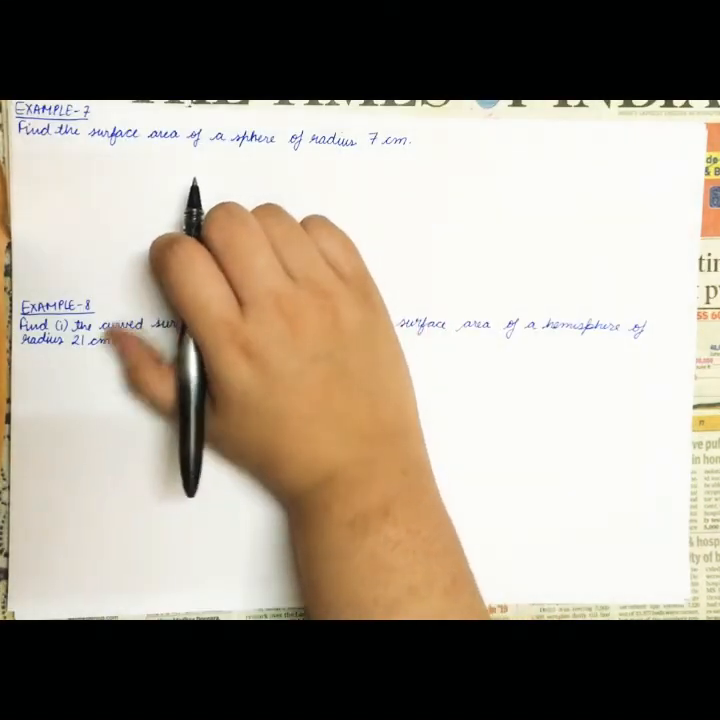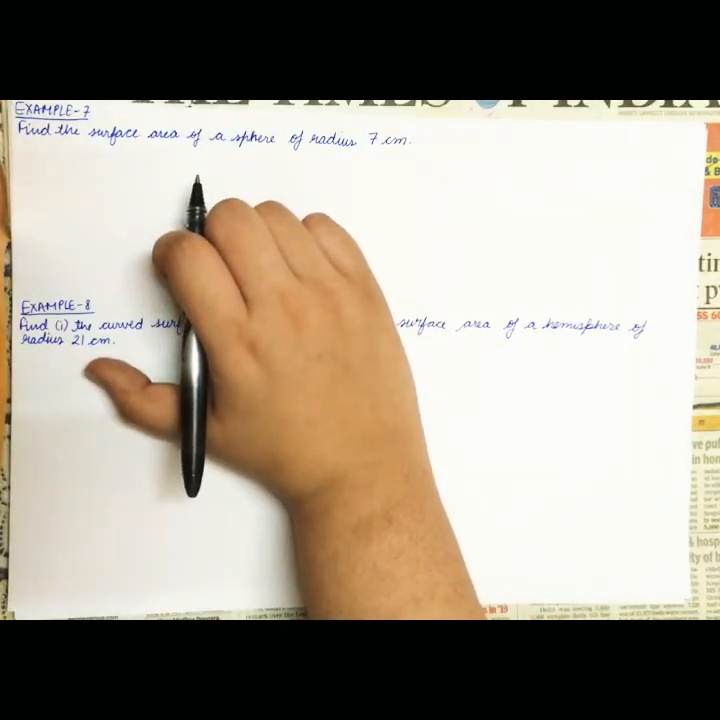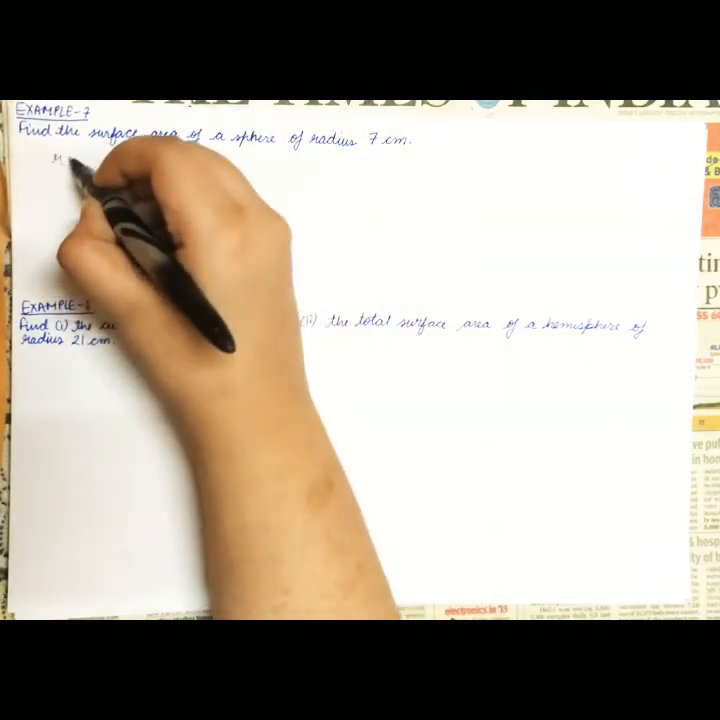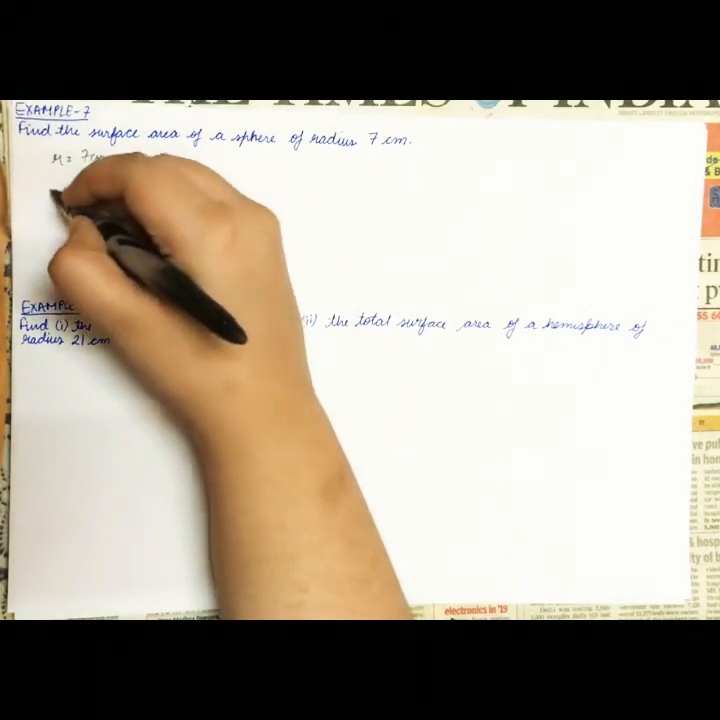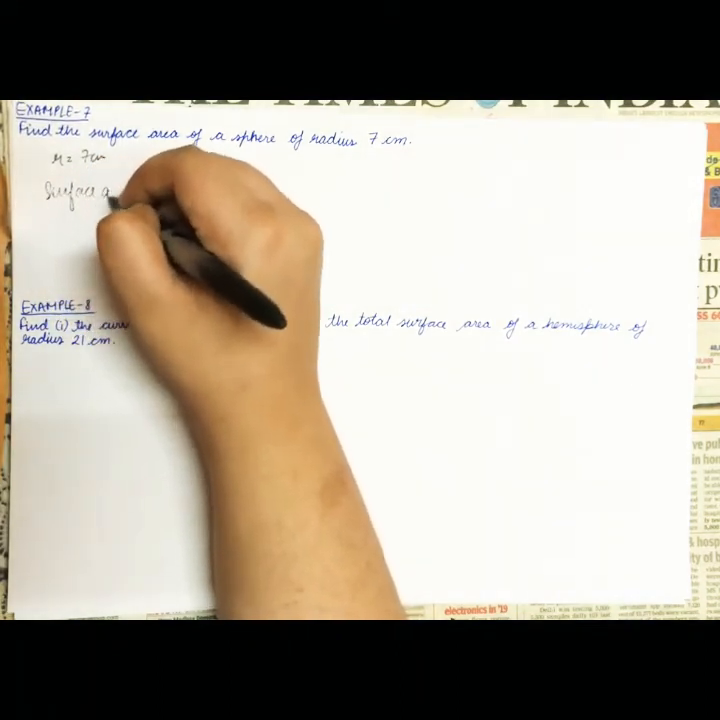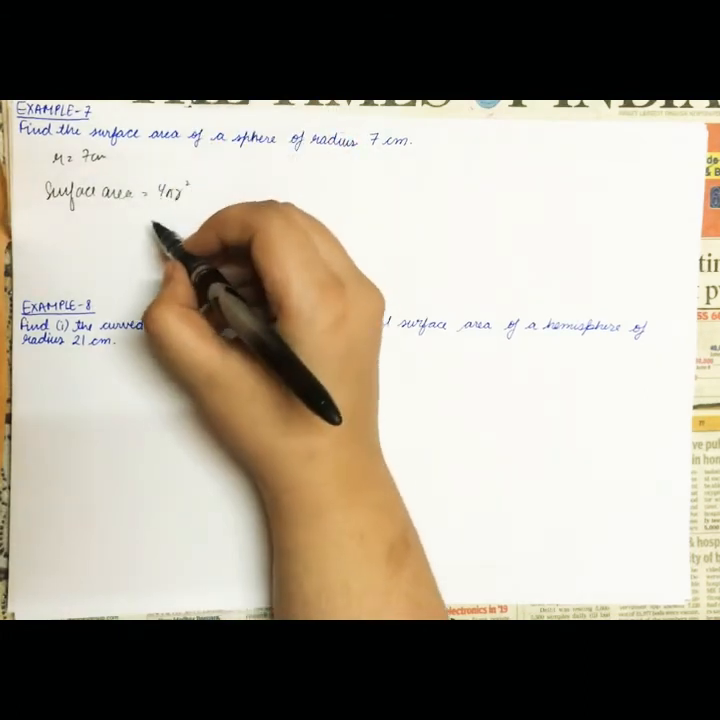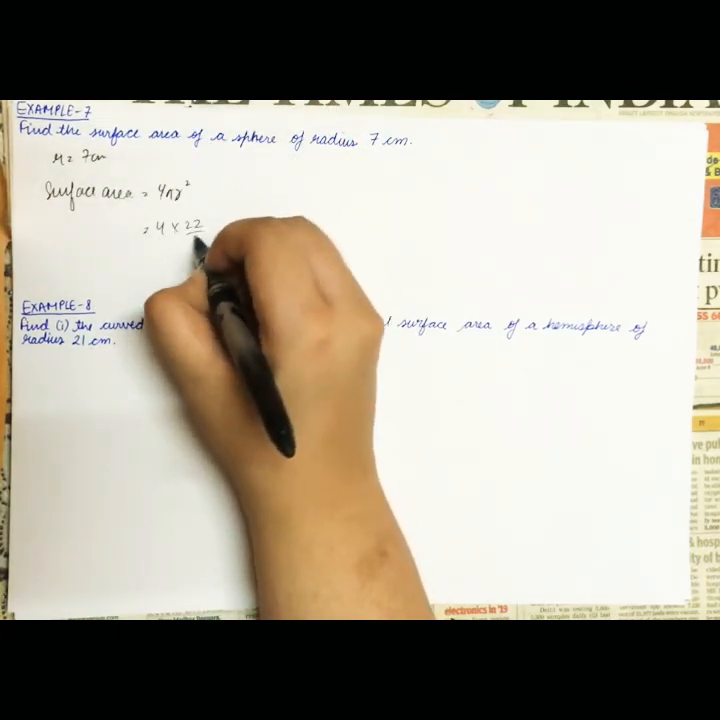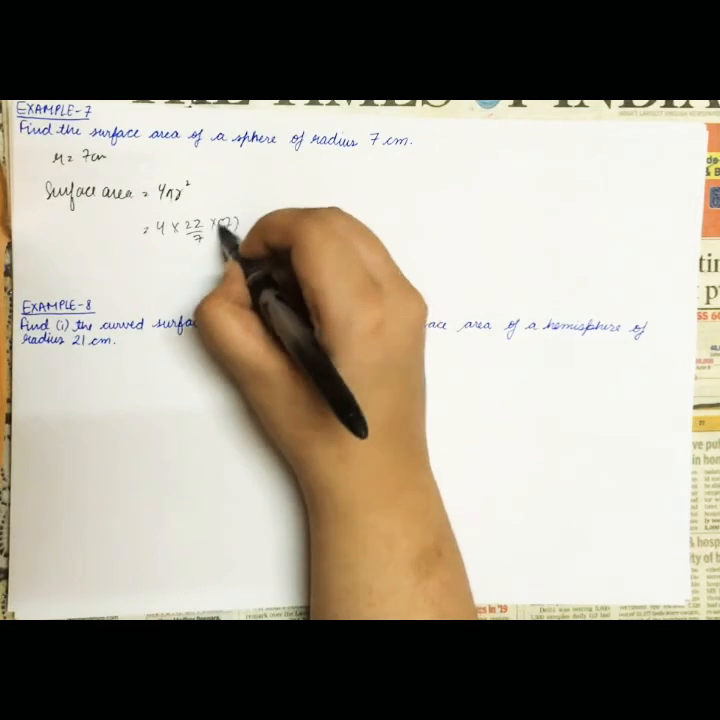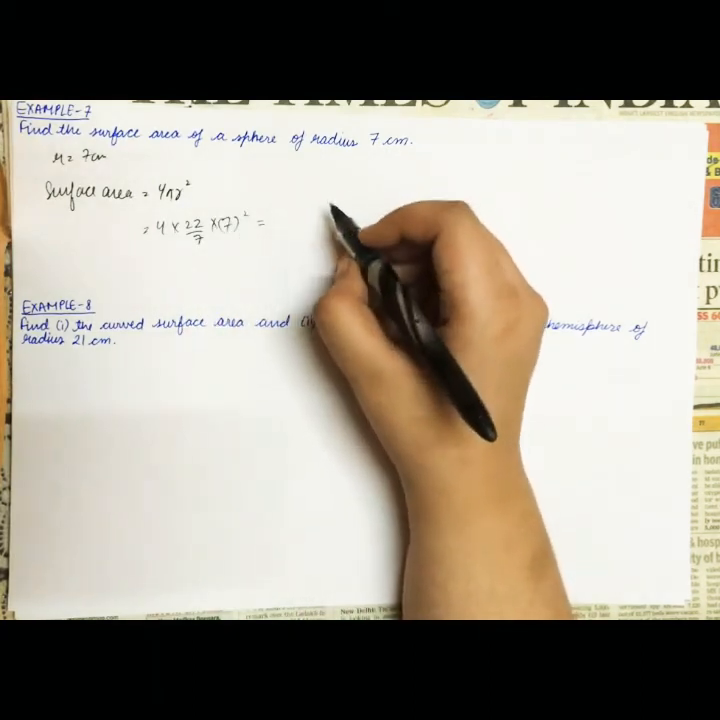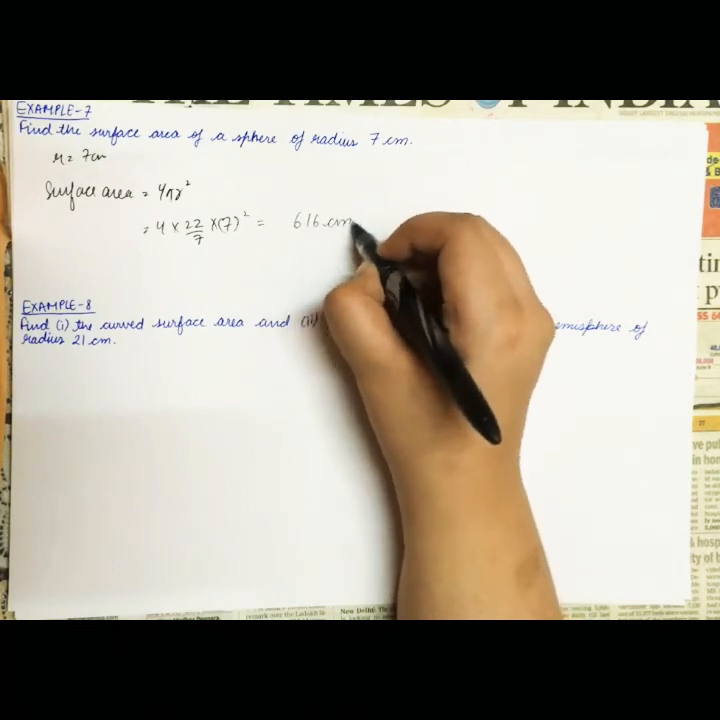Example number 7. Find the surface area of a sphere of radius 7 cm. Now here radius is 7 cm. Therefore, its surface area formula is 4 pi r square. Now we'll put the value, that is 4 into 22 by 7 into 7 square, which is equal to 616 centimeters square.